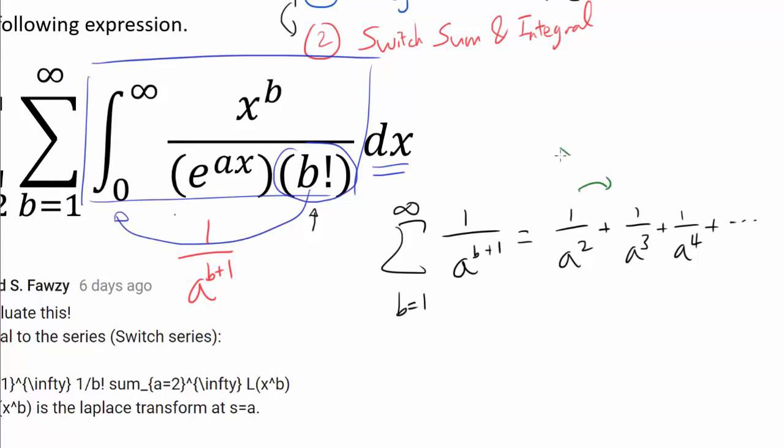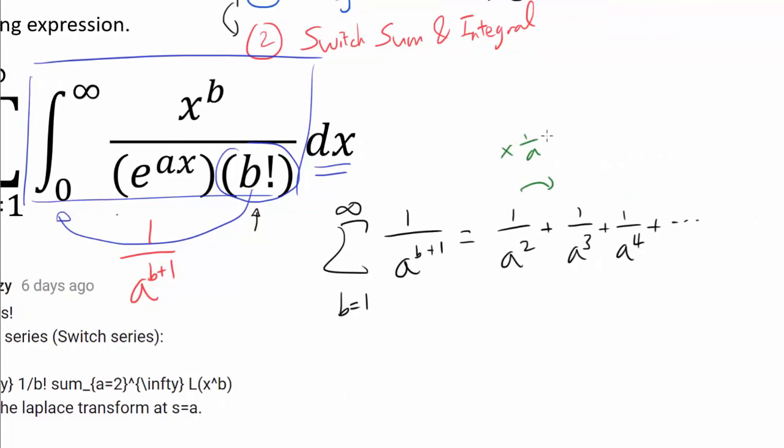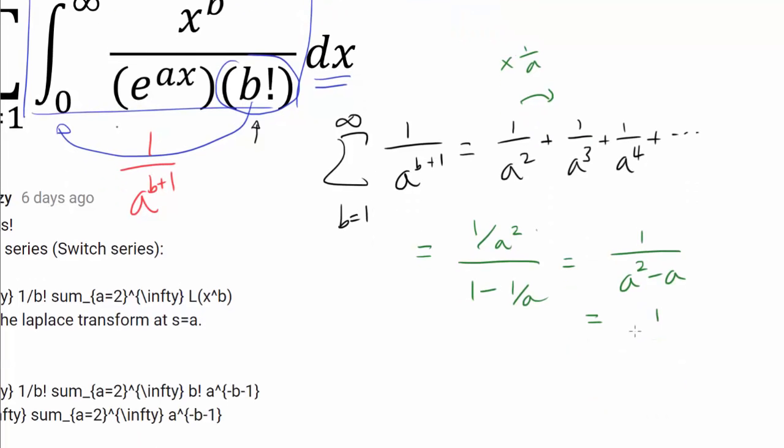So the common ratio is 1 over a, and because a is ranging from 2 to infinity, the absolute value of the common ratio is less than 1. So we have a convergent geometric series which evaluates to the first term over 1 minus the common ratio, and simplifying this gets us 1 over a squared minus a. Multiplying by a squared to top and bottom, that's of course 1 over a times a minus 1.